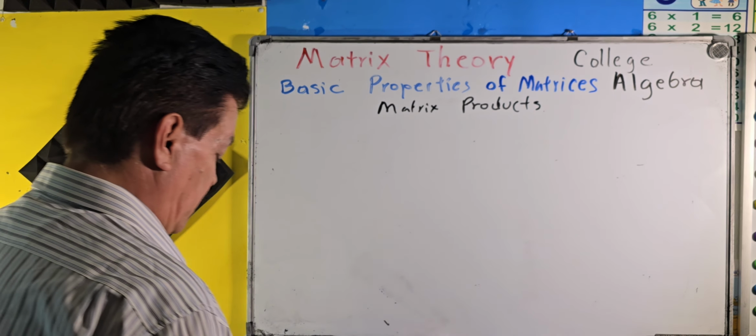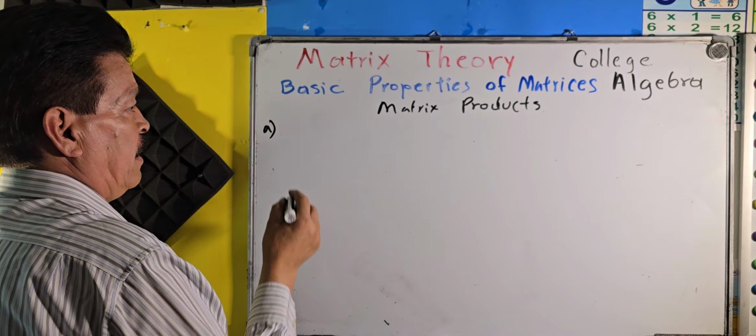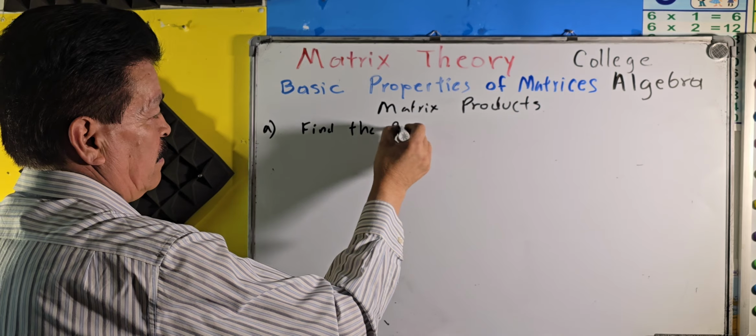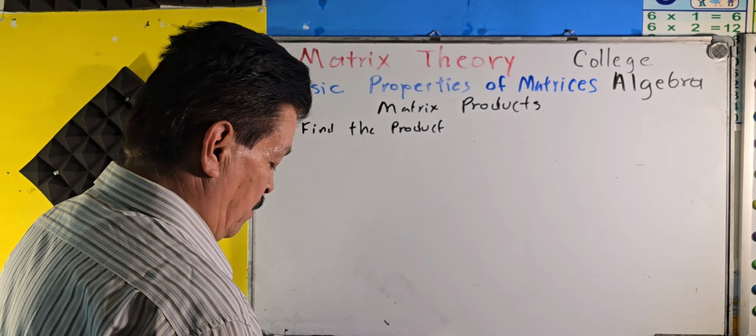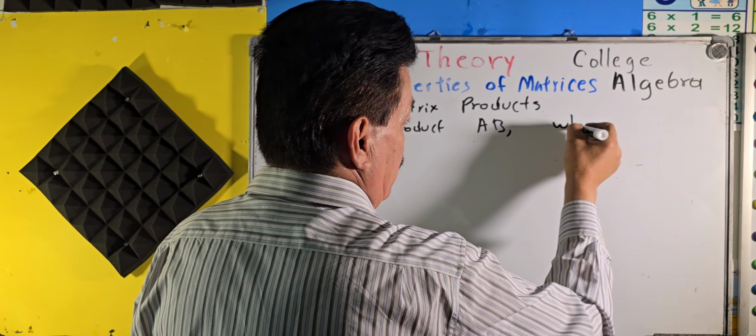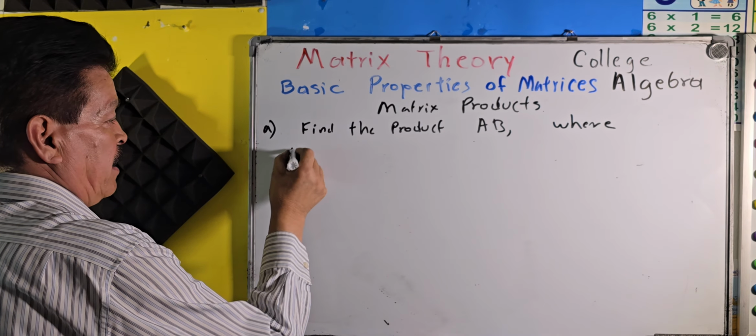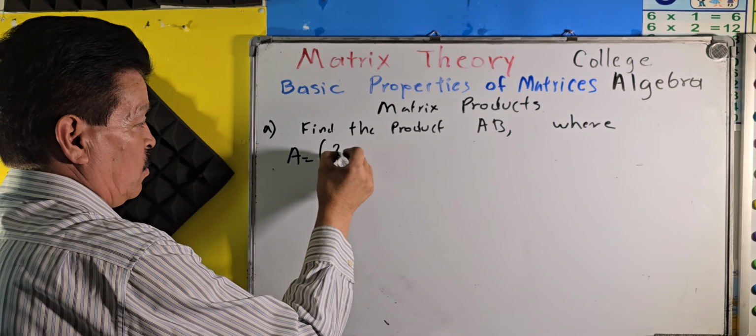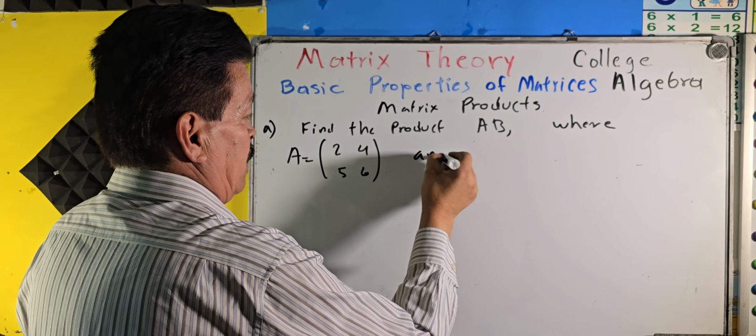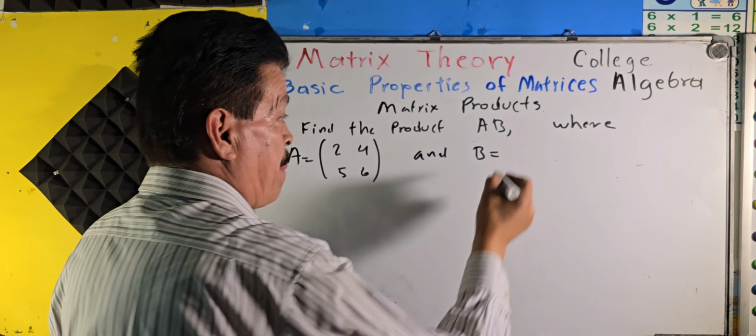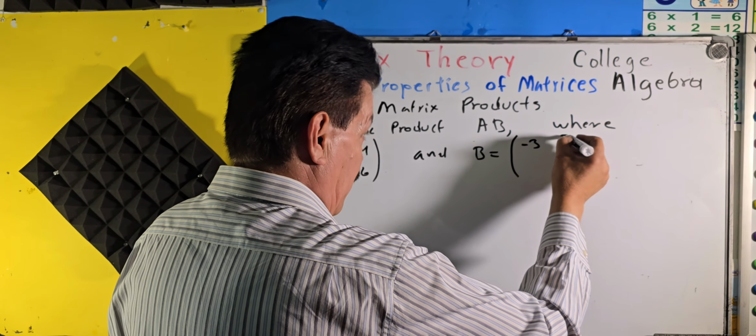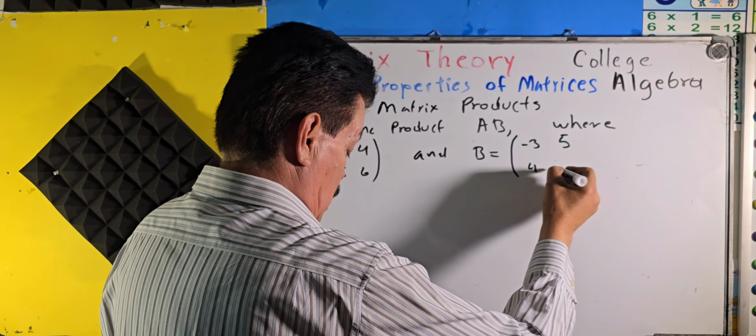Example, find the product. Problem one. Find the product AB, where A is the matrix 2, 4, and then 5, 6. Now we have to multiply by matrix B. Remember, it must be the same order. B is negative 3 and 5, and then 4 and negative 2.